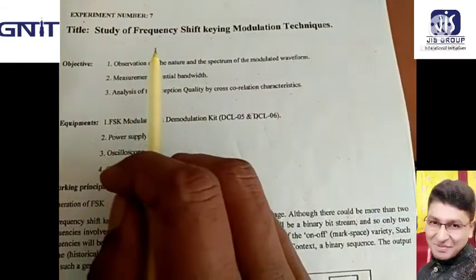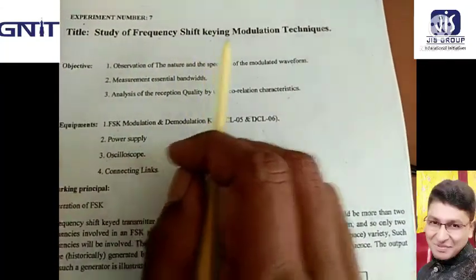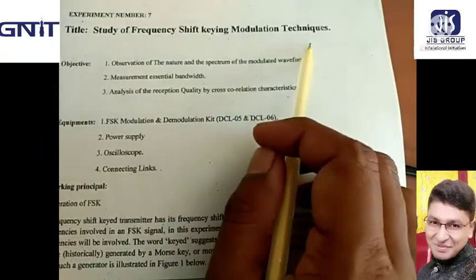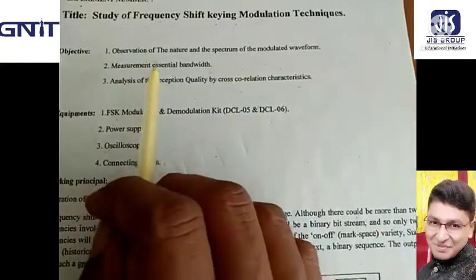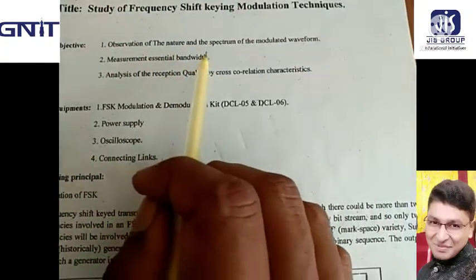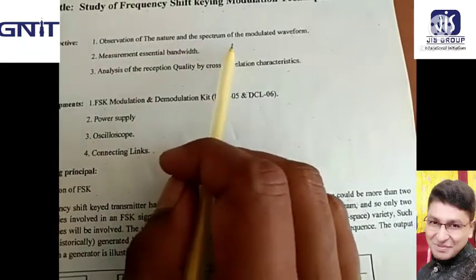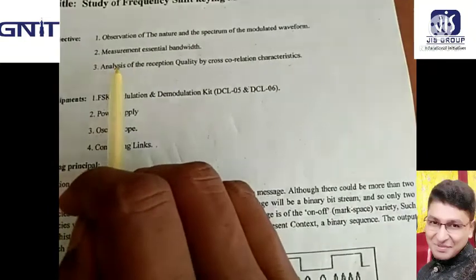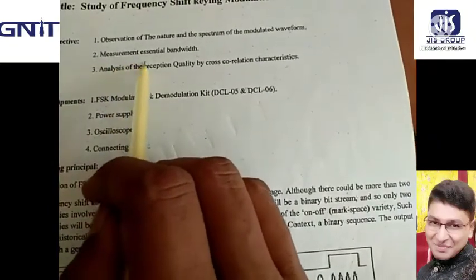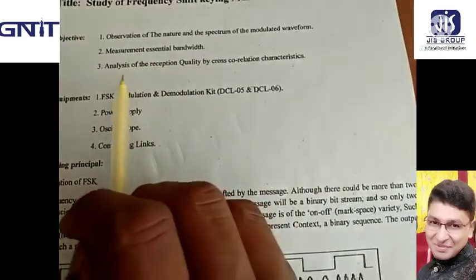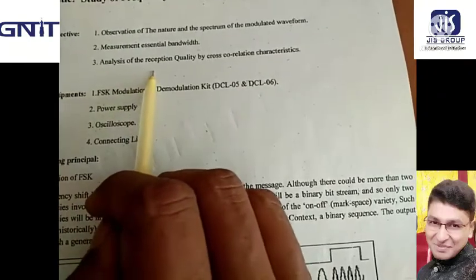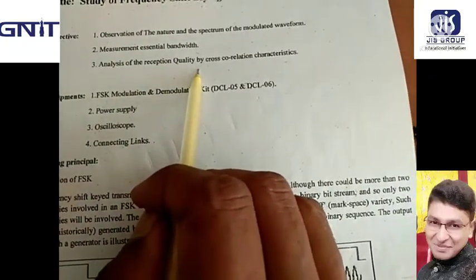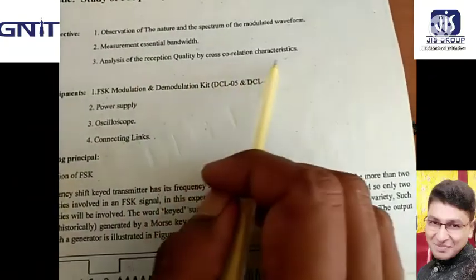Today's experiment is a study of frequency shift keying modulation techniques. Objectives: 1. Observation of the nature and the spectrum of the modulated waveform. 2. Measurement of essential bandwidth. 3. Analysis of the reception quality by cross correlation characteristic.